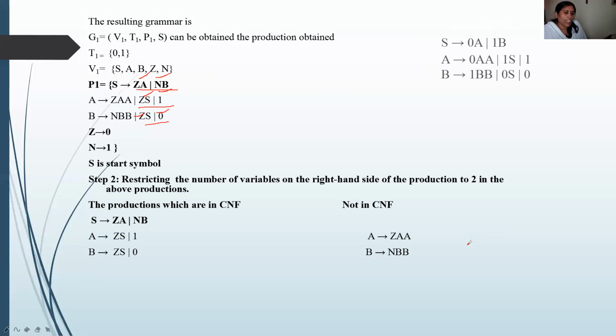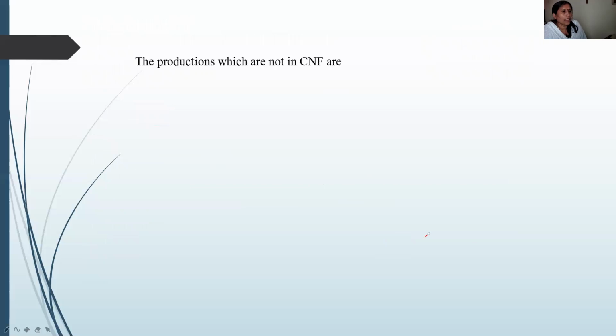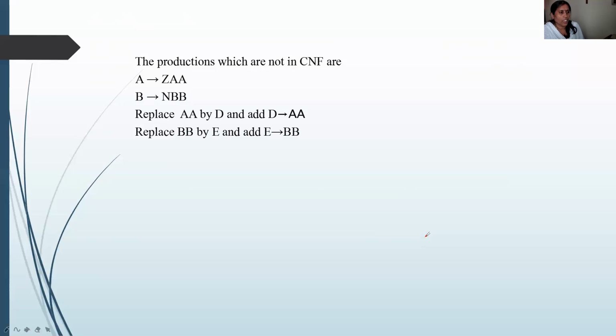How to reduce this one? Again, combine any two variables and introduce a new variable. See here. Combine any two variables and introduce a new one, since these two are not in a CNF form. Replace A by D, meaning a new variable I am introducing as D, and add D produces A. Replace BB by E and add E produces BB. So with just two new variables, we are in CNF form: a single variable producing two variables can be written.